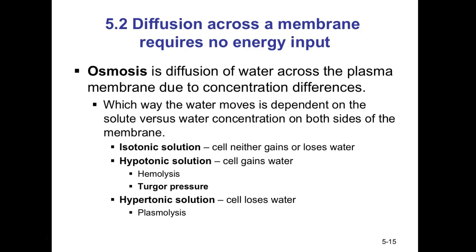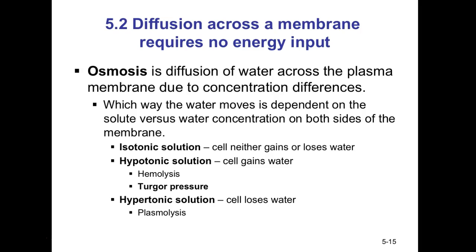However, in a hypotonic solution, the water concentration is going to be greater outside the cell than inside the cell. And ultimately, what's going to happen is the cell is going to take on water or gain water. In an animal cell, we call this lysis or hemolysis. In a plant cell, we call it turgid because the central vacuole is going to fill up with water and exert turgor pressure on the rest of the cell.